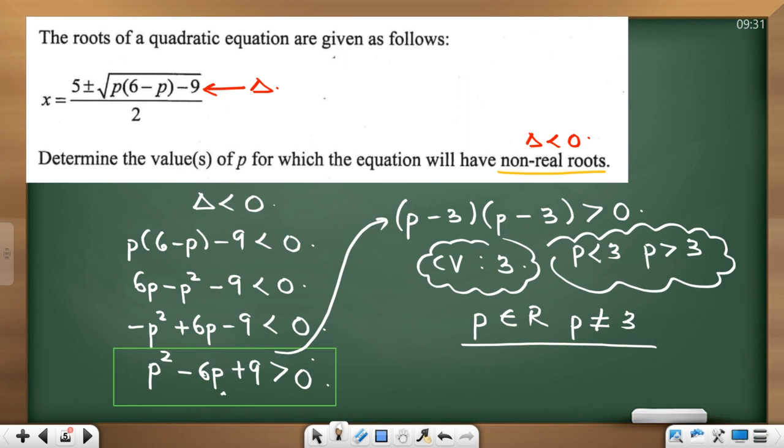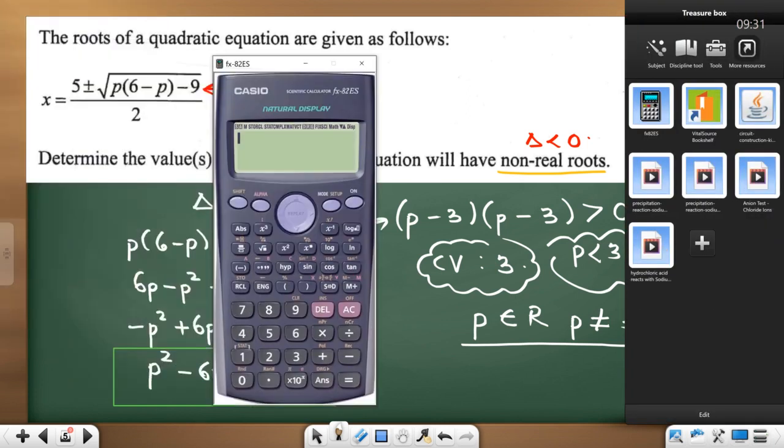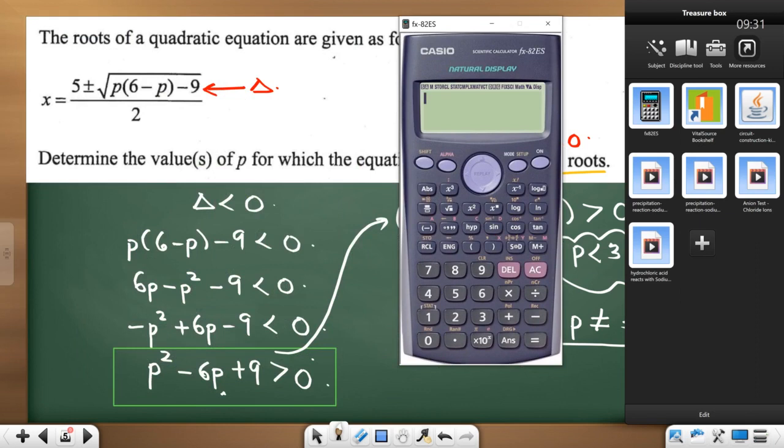I just wanted you to see something here because I want to explain something to you. Substitute p as 3. So what do we have? We have 5 plus the square root of 3 into bracket 6 minus 3, minus 9, all over 2. All right, you have 5/2. That's what I wanted. I wanted you to see something from here.